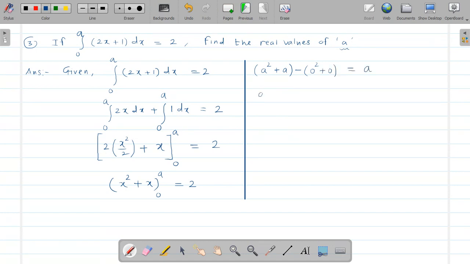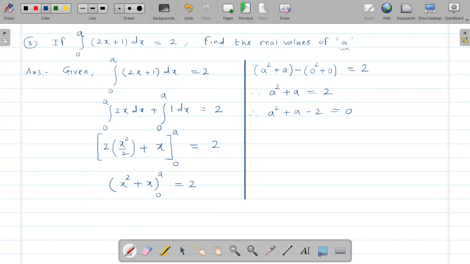Now what will you get here? The right hand side is 2. Now hence we get a square plus a, now this is 0, and it is equal to 2. So hence we get a square plus a minus 2 is equal to 0. Now solve this quadratic equation. So after solving the LHS by the usual way, we get a square plus a on the left hand side, and the right hand side given to you is equal to 2, and hence we get the quadratic equation.